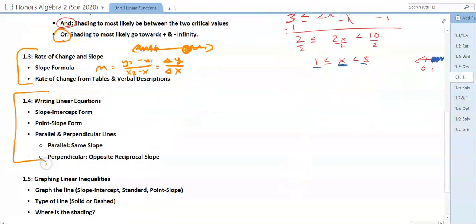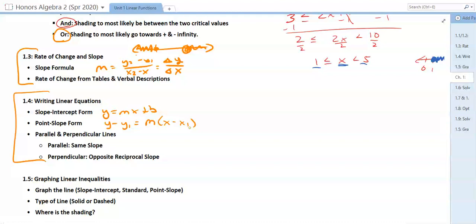1.4, writing linear equations. And so this is what we did yesterday. Remember slope-intercept form, y equals mx plus b. Remember the m is the slope and the b is the y-intercept. Point slope form, y minus y sub 1 is equal to m times x minus x sub 1. And remember what plugs in where for that. x1 and y1 being your point, and m still being the slope.